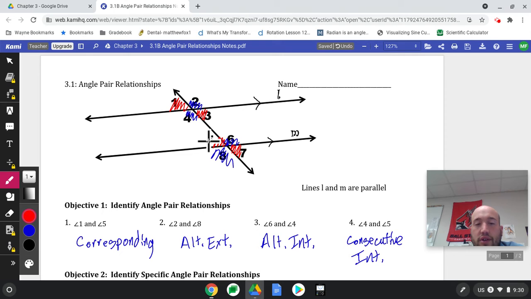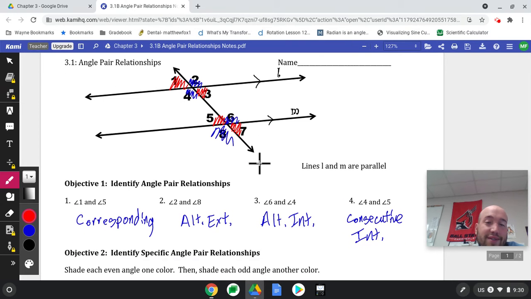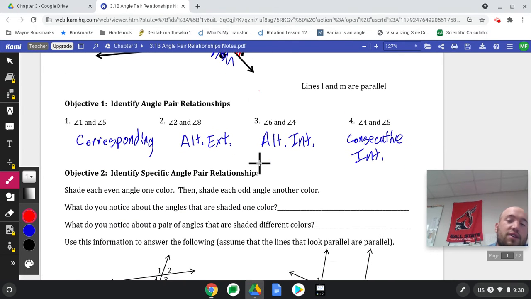3 and 5, alternate interior, congruent. 5 and 7, vertical, congruent. Or 1 and 7, those are going to be alternate exterior, which are congruent. So all of those reds will be the same as each other. They're going to be congruent. Meanwhile, all the blues will also be congruent.